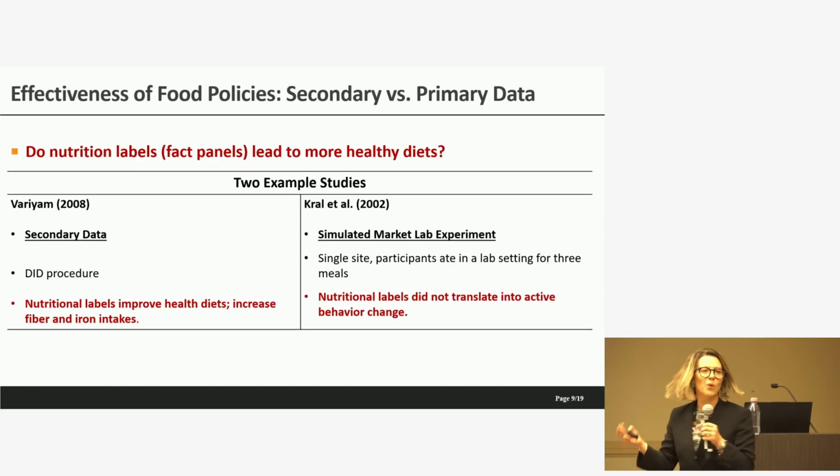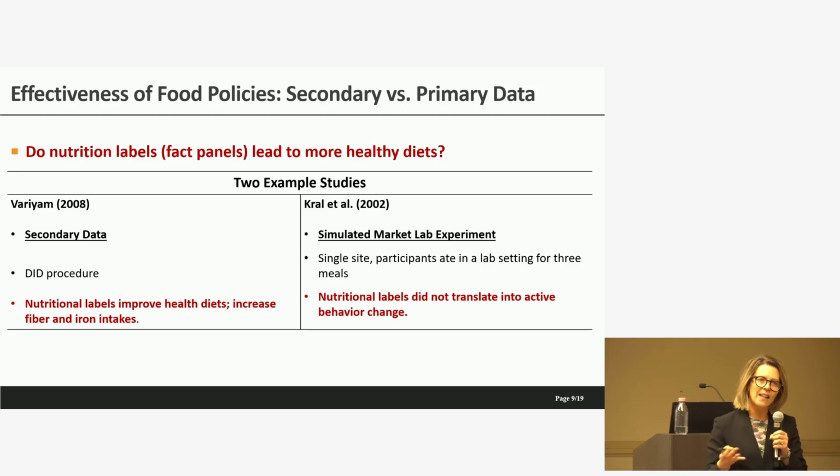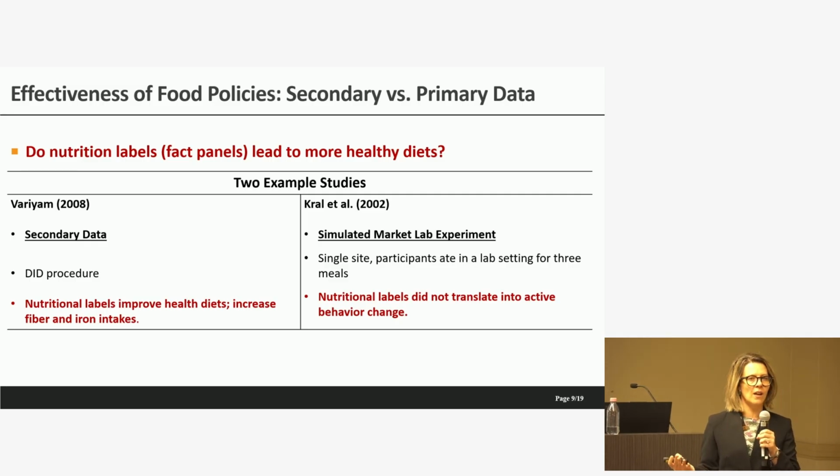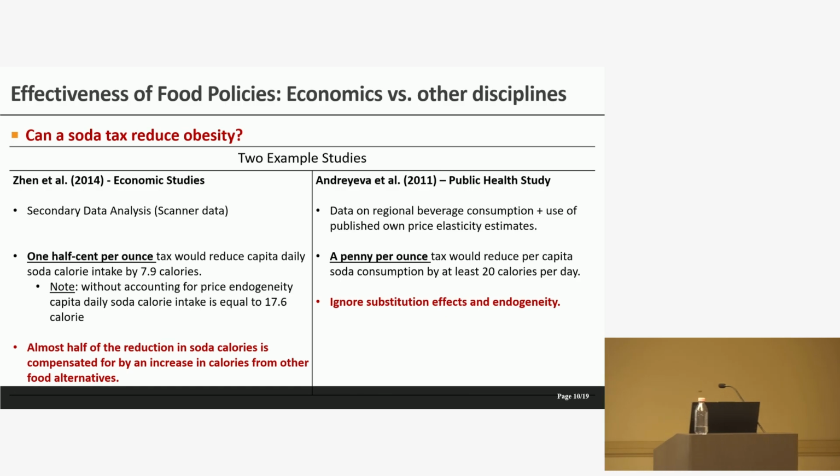So here is the example of primary data versus secondary data. 2 studies looking at whether a nutritional label is effective. And depending on the type of data, you will find a different outcome, right? And so when we provide policy recommendations, the question is, as applied economists, should we just communicate the finding of our study, or should we also provide information about whether there are mixed findings in academia and why there are those mixed findings? But then we go again, the example of a soda tax.